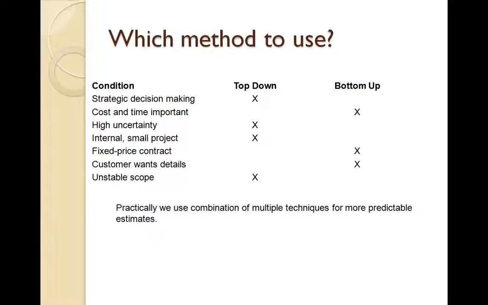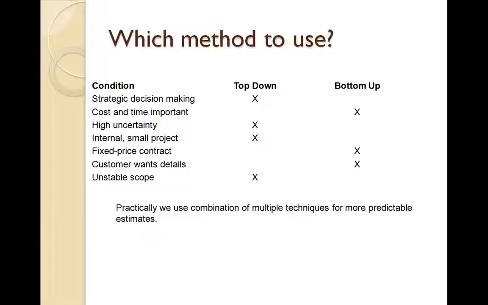If the scope is unstable, if the scope is changing very frequently, then it's recommended that we use top-down models. These are some of the guidelines that we can use for identifying the estimation techniques. And practically, what we do in the industry is use a combination of multiple techniques so that more predictable estimates can be generated.